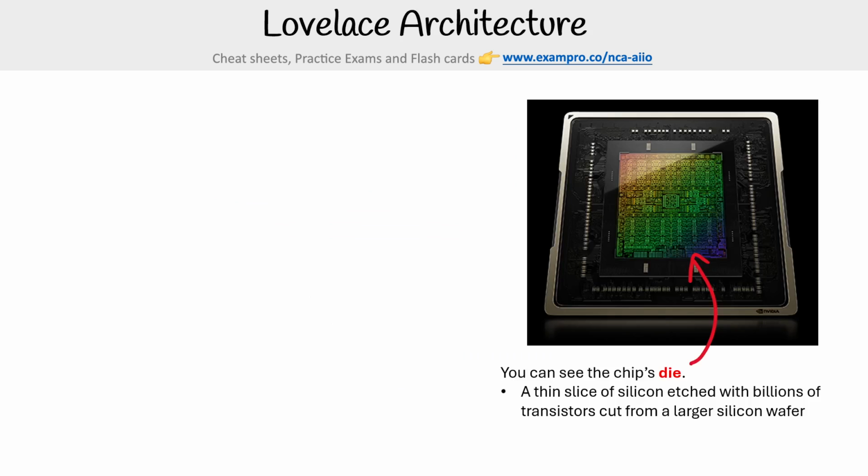Let's talk about the Lovelace architecture. Here on the right-hand side, whenever NVIDIA releases a new chip, they make this cool graphic, and if you look in the middle of it, you can see the chip's die. That is a thin slice of silicon etched with billions of transistors, cut from a larger silicon wafer. Just imagine them etching billions of transistors into a piece of metal, is the way I like to describe it. But anyway, let's talk about the capabilities here.